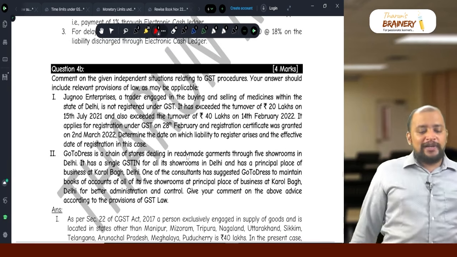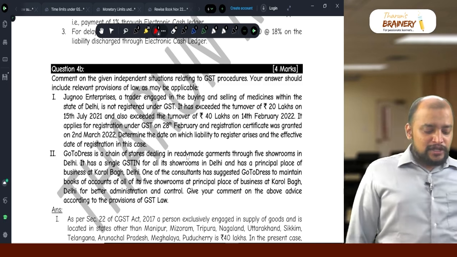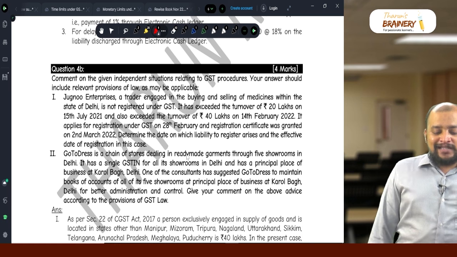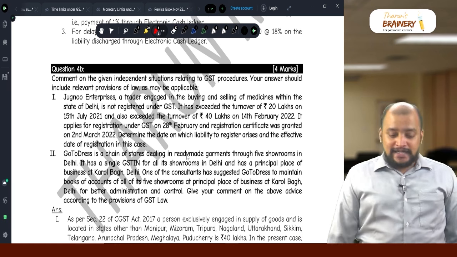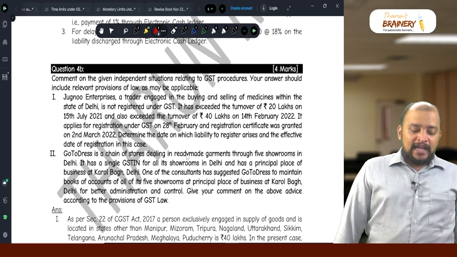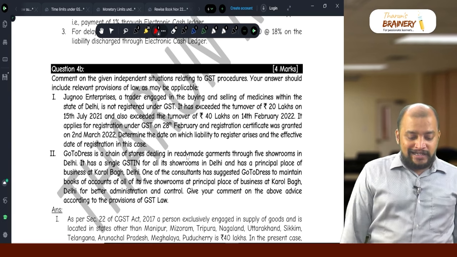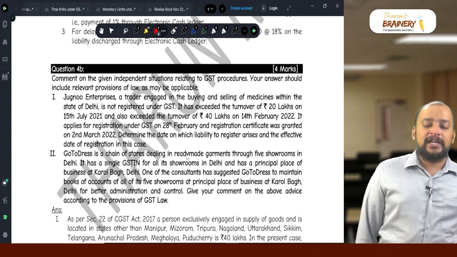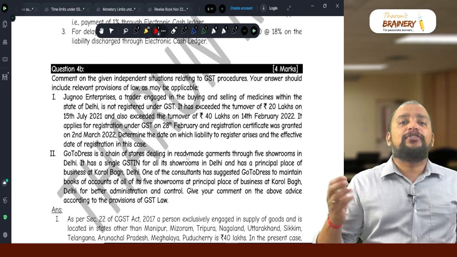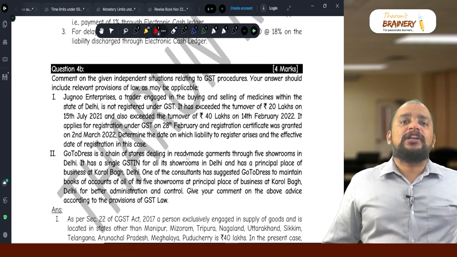4B, comment on the given independent situations relating to GST procedures. Your answer should include relevant provisions of the law as may be applicable. Zungu Enterprises, a trader engaged in buying and selling of medicines within the state of Delhi, is not registered under GST. It has exceeded the turnover of 20 lakhs on 15 July and also exceeded the turnover of 40 lakhs on 14 February. So what is the applicable threshold limit? They are exclusively engaged in sale of goods, and that too they are located in Delhi. Then the applicable threshold limit will be 40 lakhs.